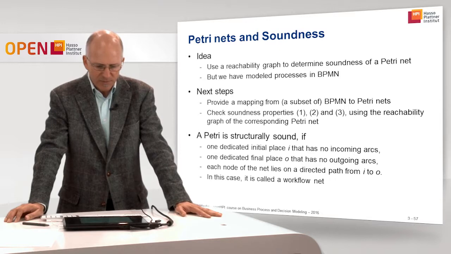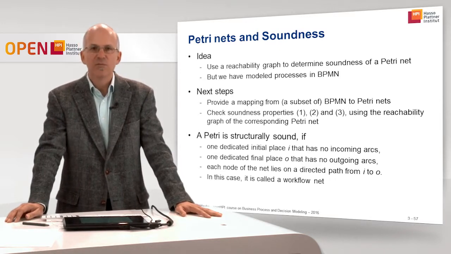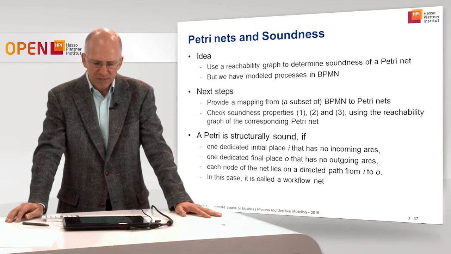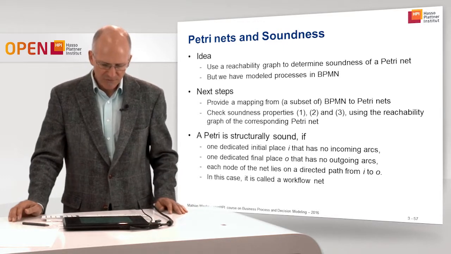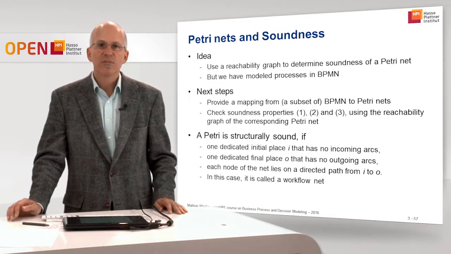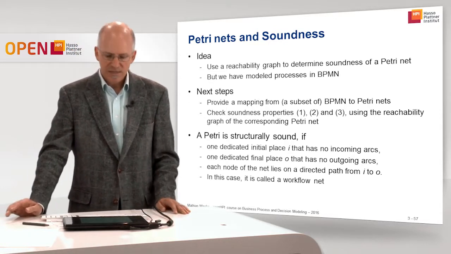As next steps, we provide a mapping from BPMN to Petri nets, from a subset of BPMN, a widely used subset, but not the complete BPMN set. We check soundness properties 1, 2, and 3 that we learned already, using the reachability graph of the corresponding Petri net. We can use the reachability graph we just took a look at to analyze soundness.